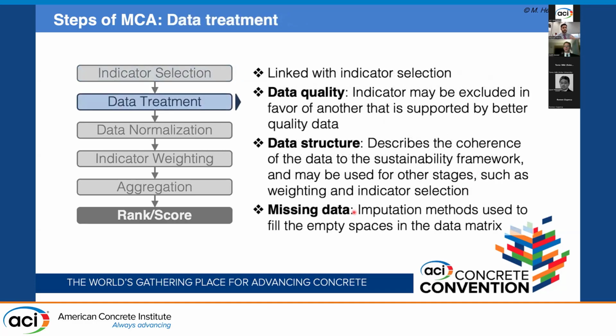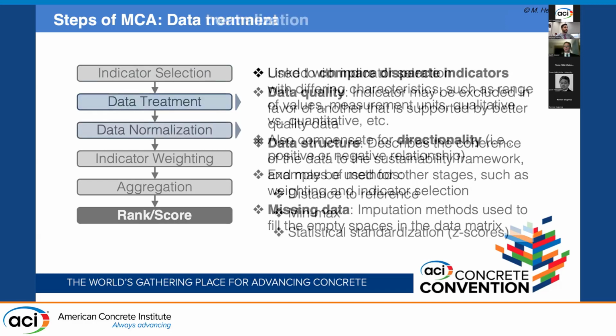So next is data treatment. This has some relation to indicator selection. When we are looking at the data, we need to think about the data quality, data structure, and missing data, and how to handle these three different characteristics.